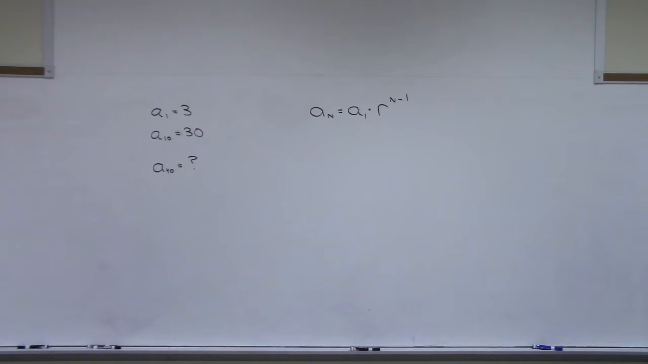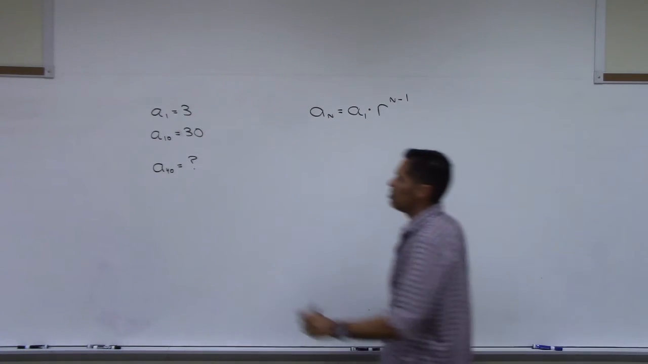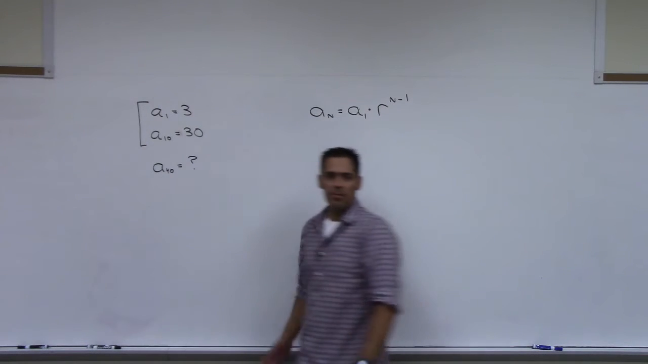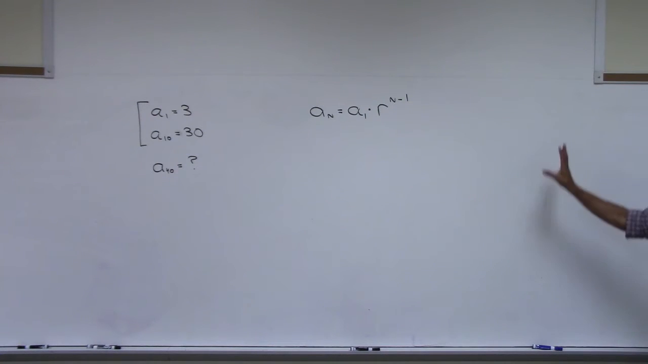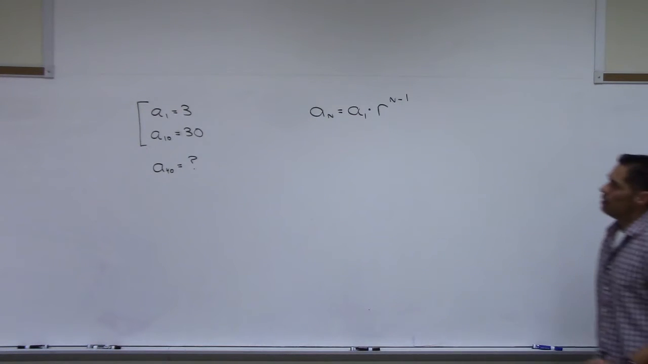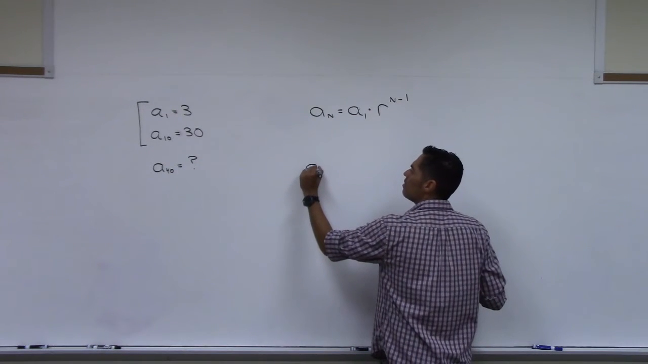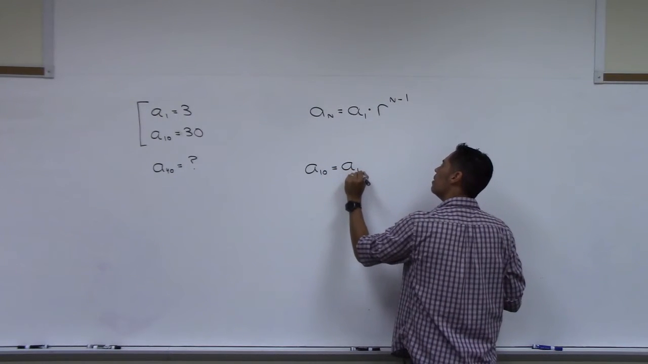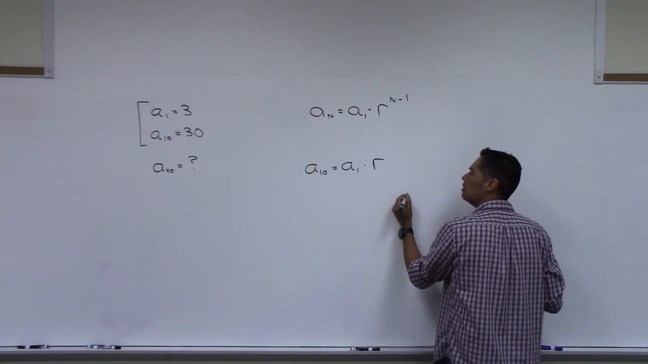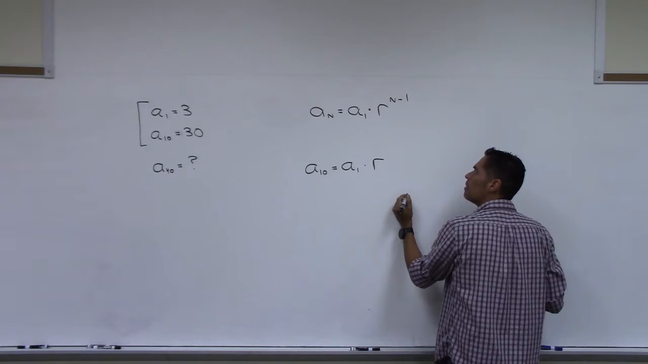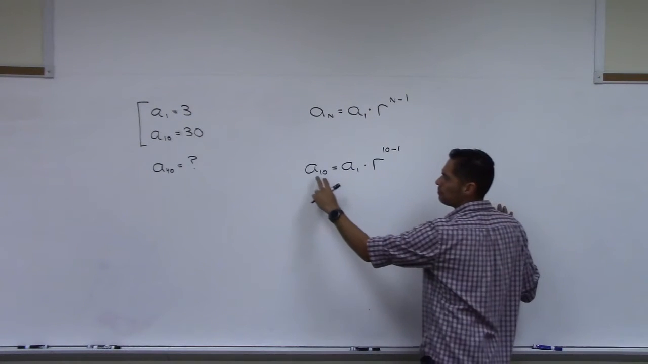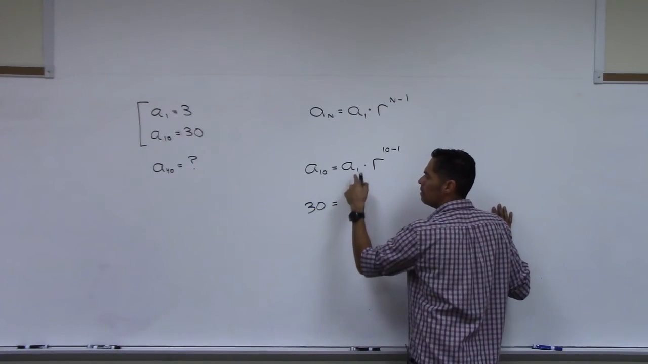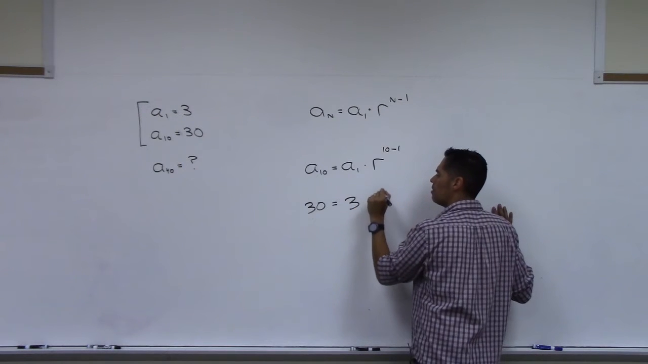Now the first thing I'm going to do is use this information to be able to recover what R is. Once I know R, I'm in business. I can find any term in the sequence. All right, so I should probably put something like this. A sub 10 equals A sub 1 times R to what power? 10 minus 1, right? Which is going to be 9. Now replace everything. 30, 3, R to the 9th.